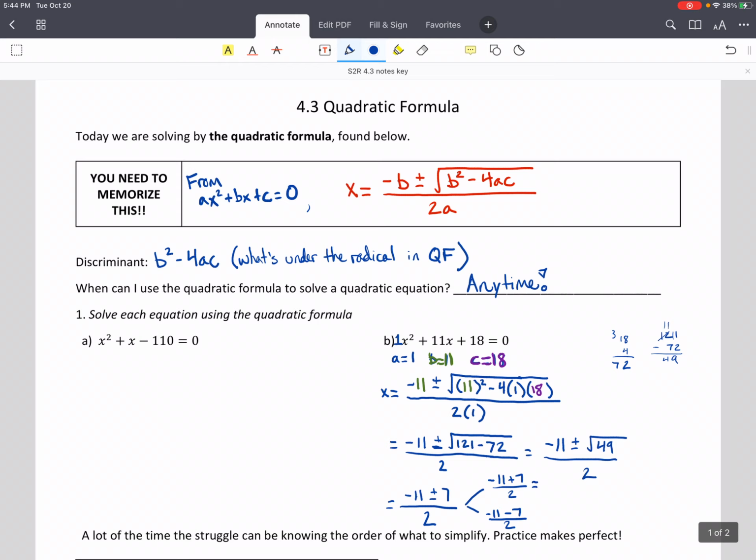Negative 11 plus 7 is negative 4 divided by 2. Which means I get negative 2 as one of my answers. Negative 11 minus 7 is negative 18 divided by 2, which gets me negative 9 as my other answer. And look at that, we have our answers. That's exciting.